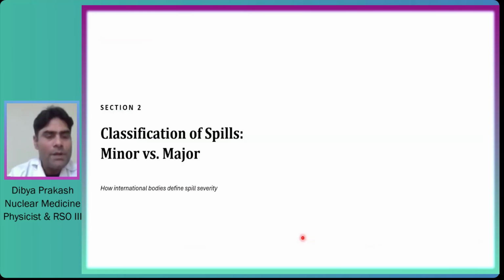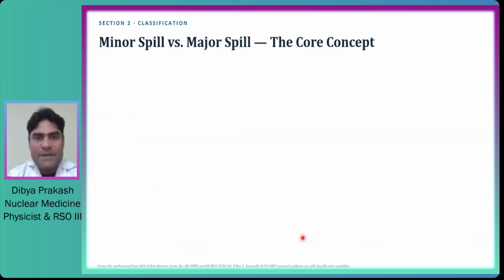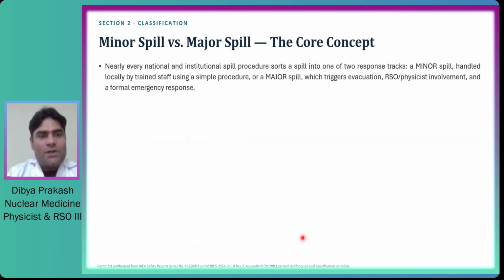Come to section 2, where we will be looking at the classification of spills into minor and major. The core concept says nearly every national and institutional spill procedure sorts a spill into two major tracks. One is a minor spill, which is handled locally by trained staff using a simple procedure. And there is a major spill, which triggers evacuation, physicist involvement and formal emergency response.